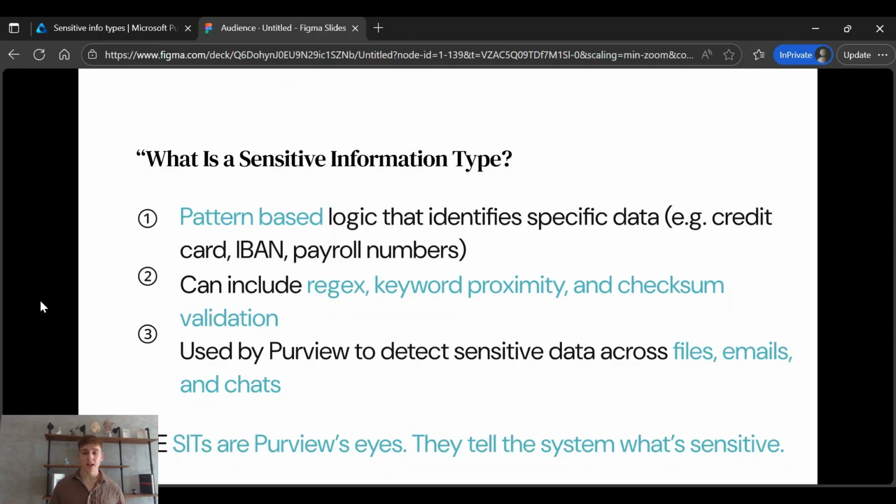And I guess a nice way to describe SITs, or what I tell customers, is that they essentially tell Purview what's sensitive. Okay, you're giving Purview a set of eyes into your estate, into your organization, right? And what's sensitive is going to vary for every customer. It's going to vary for every department. What's sensitive for marketing isn't going to be sensitive for sales. It's not going to be sensitive for HR, right? So every different department and every different organization, they're all going to have different criteria for what they're looking to protect.